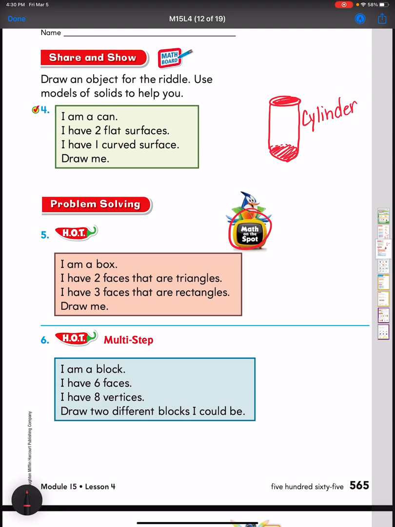It says, I am a box. I have 2 faces that are triangles. I have 3 faces that are rectangles. Draw me. Okay, so watch me draw. I'm going to draw a rectangle. I know that 3 faces are going to have rectangles. And 2 faces are triangles and 3 faces are rectangles. So there's 1 rectangle. And let's see. There's a triangle face.